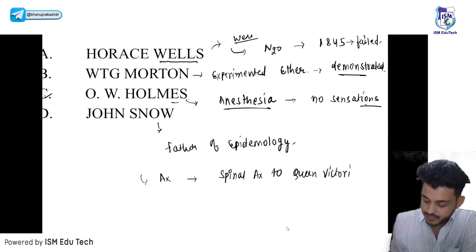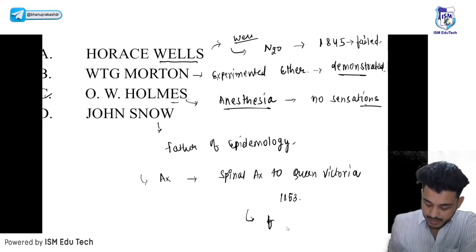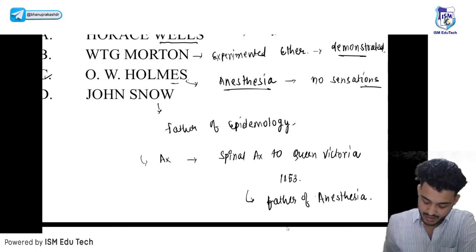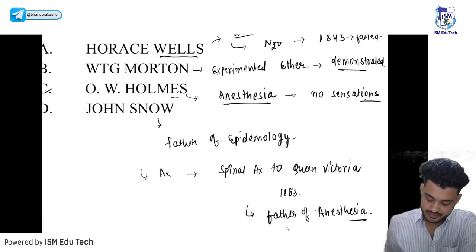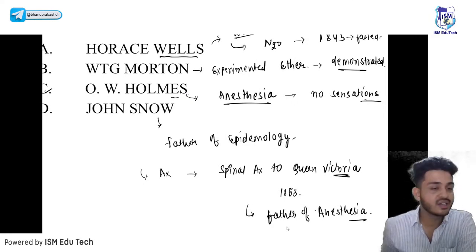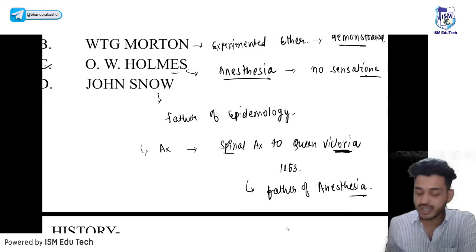In 1853, he was also considered the father of anesthesia. In the delivery of Queen Victoria's 8th child, Leopold, that time he gave the spinal regional anesthesia.